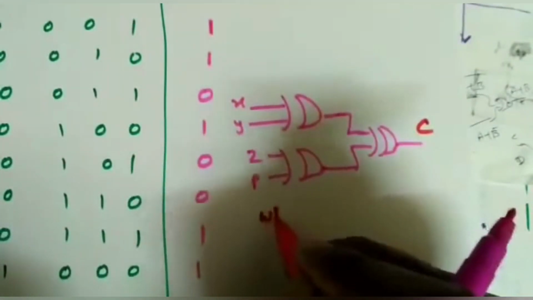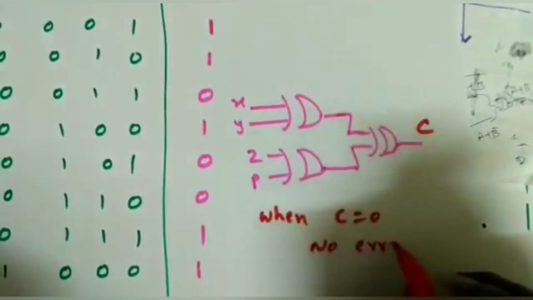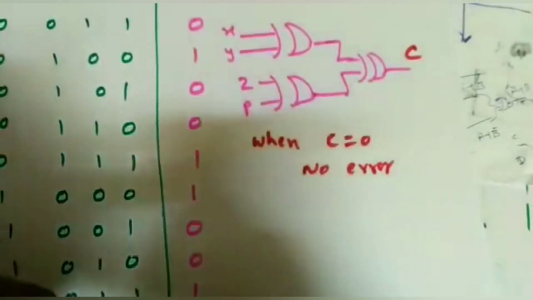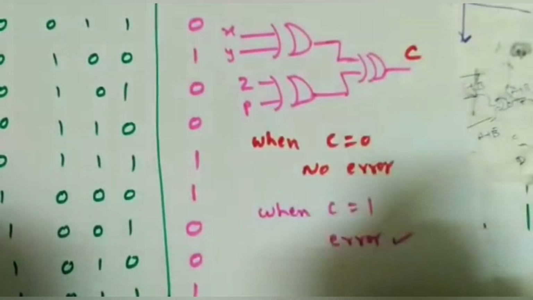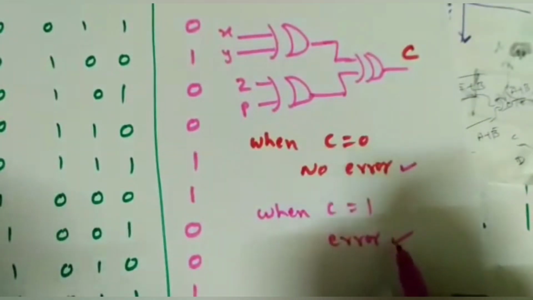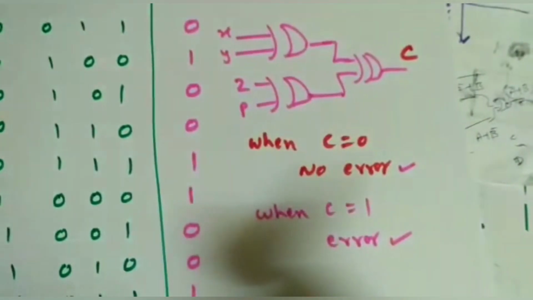Here you have to remember: when C is equal to 0, there is no error. When C is equal to 1, there is an error. So it will acknowledge to the transmitter that there is an error, and it will resend. So that is about the even parity generator and even parity checker.